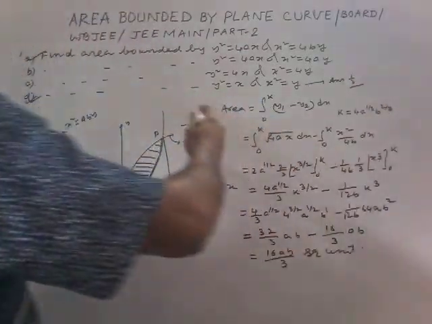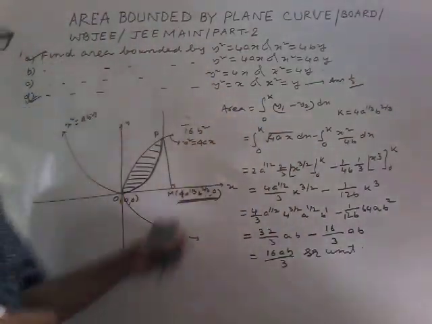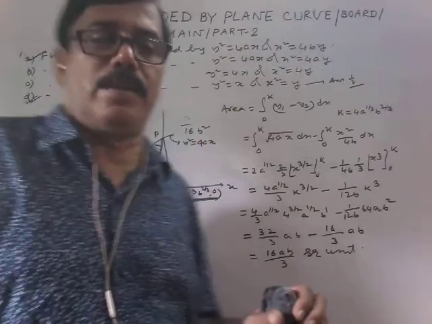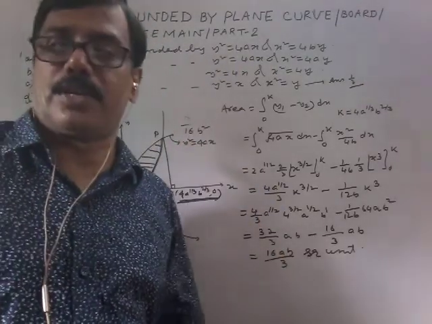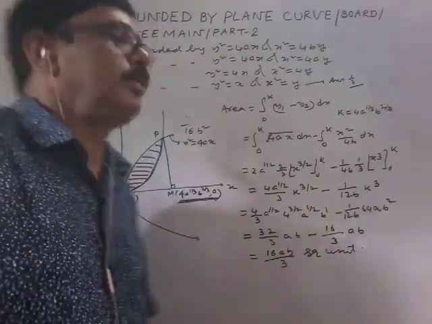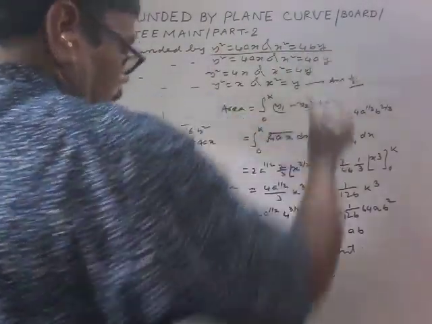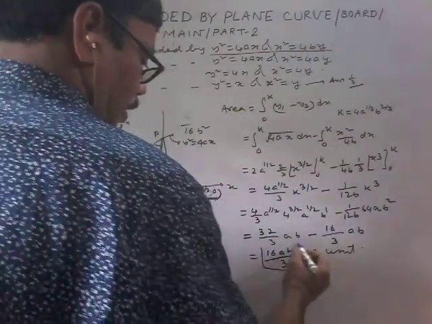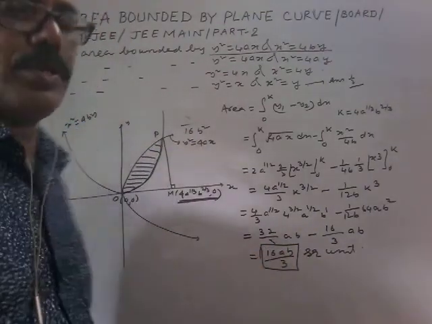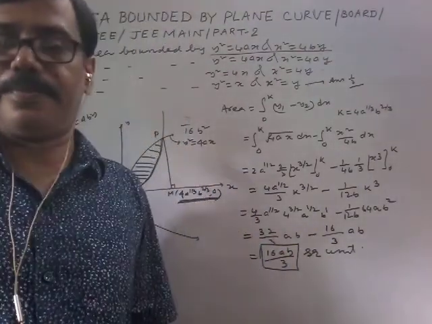So for both problems, these are most important problems. One problem is sufficient. For West Bengal joint, you have to remember the general result 16ab, then put the values of a and b.